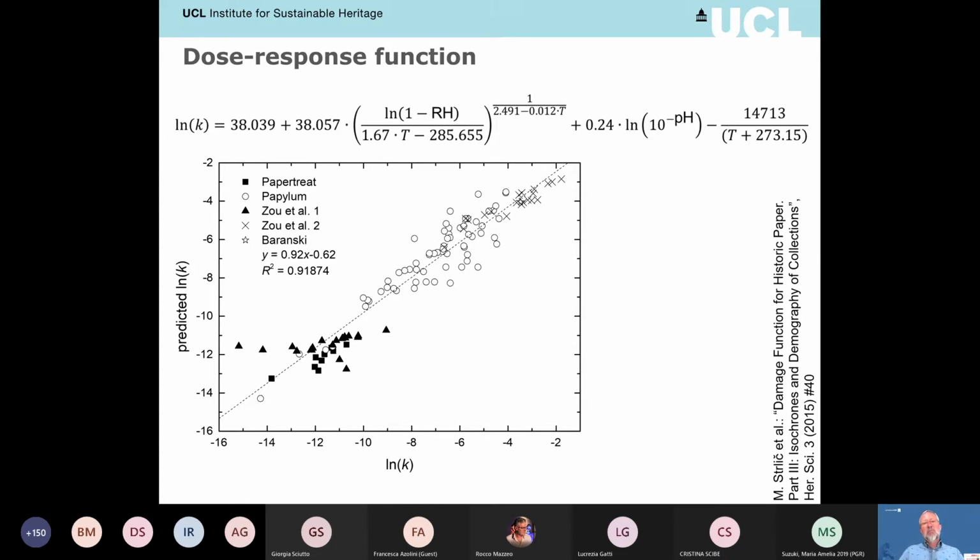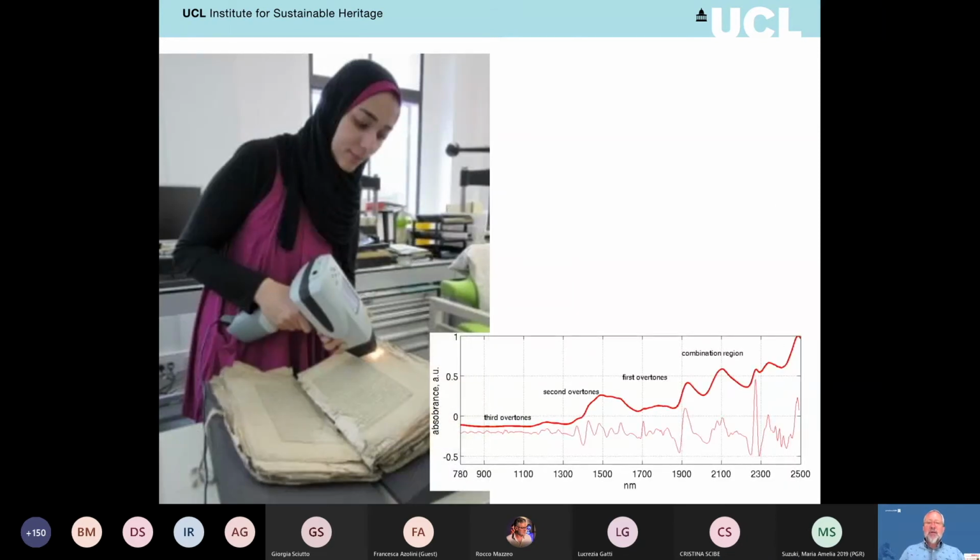Now, that's very important because we can measure the degree of polymerization and the acidity of paper using fairly similar techniques, such as, for example, IR spectroscopy or even simple handheld NIR instruments, such as the one here in the picture, where one of our PhD students, well, now a doctor, a PhD already, we see that she's measuring the NIR spectra of Islamic paper at the Wellcome Collection in London. Of course, near-infrared spectra are not particularly exciting.